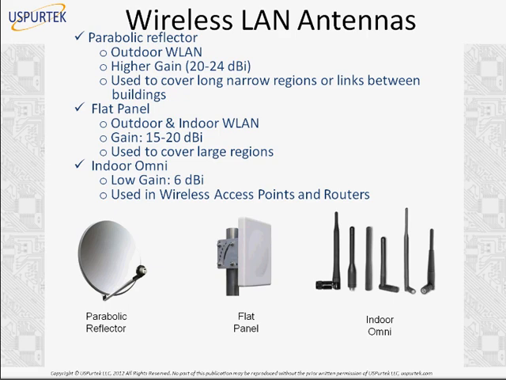Then you could have flat panel antennas, which can be used outdoor as well as indoor. Typical gain is a little lower because the distance covered is much smaller. And of course, this can be used to cover large regions where the user density is located in a very small area. Then you have indoor omni. This is the most common consumer wireless LAN antenna. If you have seen or you own a wireless router, you must have seen this type of antenna installed on the device.